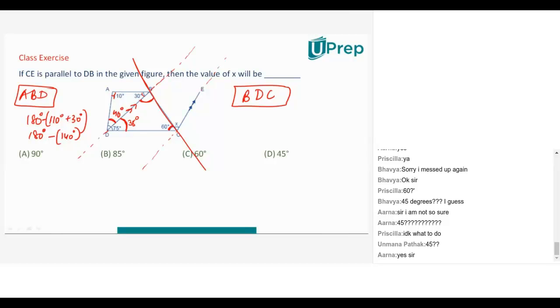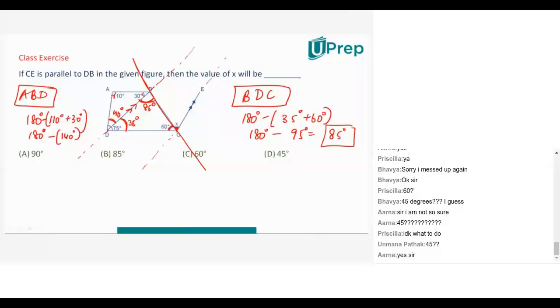Now which triangle am I looking at? Let me look at triangle BDC. Why am I looking at triangle BDC? Because I have two angles. I have 35 and I have 60. So what would this angle become? 180 degrees minus of 35 degrees plus 60 degrees. 180 degrees minus 95 degrees is 85 degrees. You are following? This is 85 degrees.